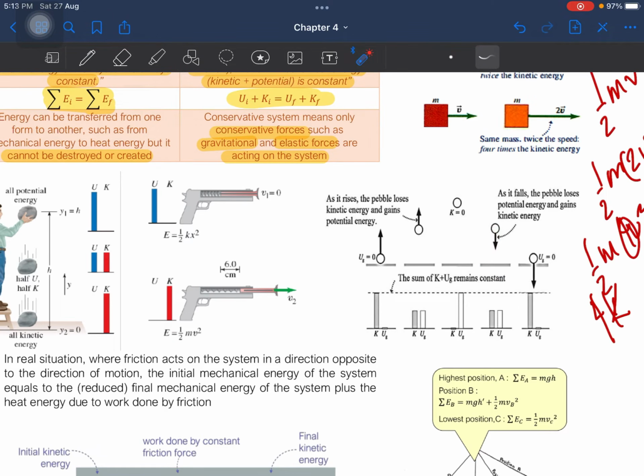So the pebble speed up. Yeah, bukan speed up lah. There's a magnitude of velocity causing it to go down, and then at this point here where it goes back to its initial position, the gravitational potential energy will be equal to 0.